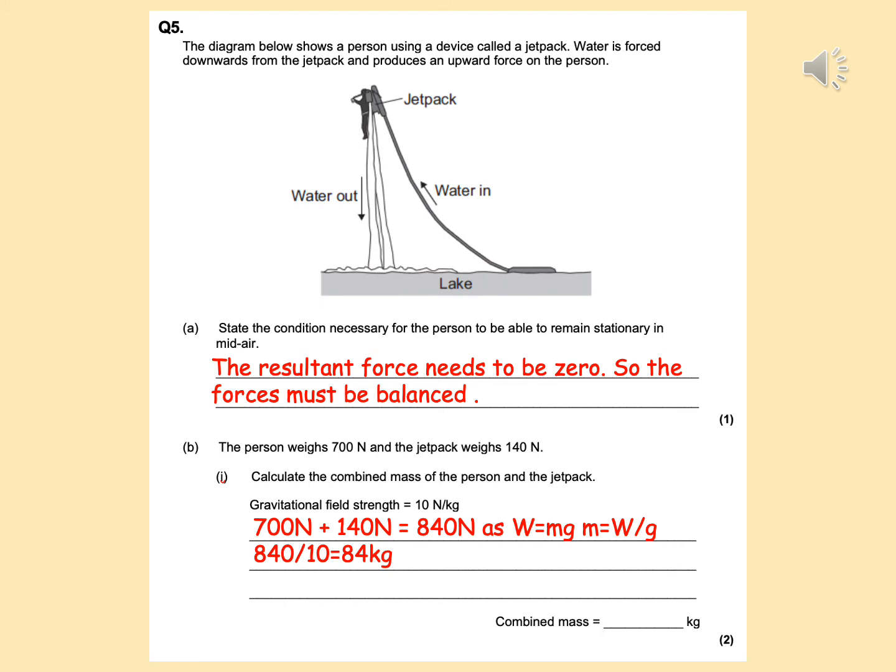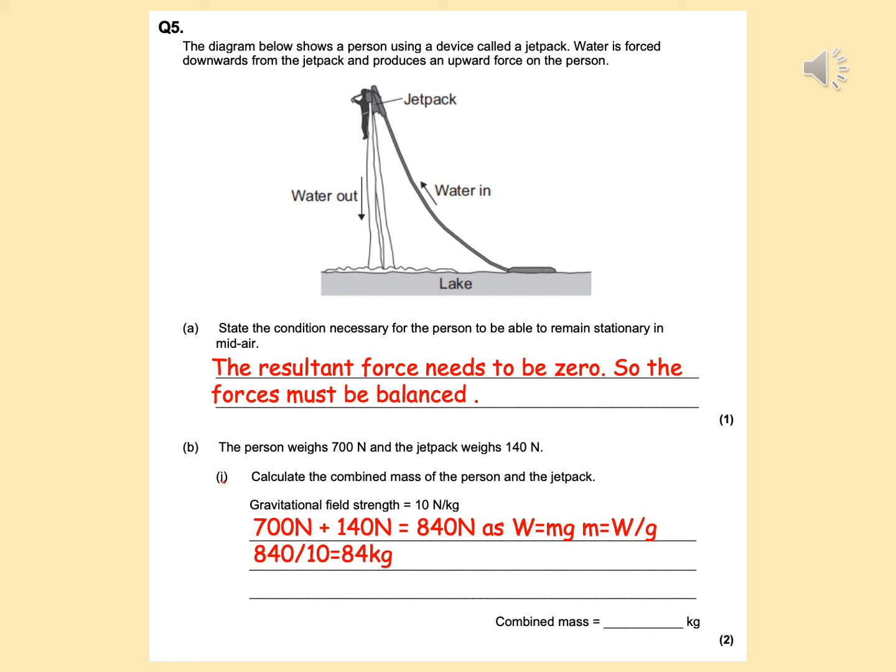Okay, final question. Now this will be done in 2 parts, so just carry on listening and carry on watching for the second part. The diagram shows a person using a device called a jetpack. Water is forced downwards from the jetpack and produces an upwards force on the person. State the condition necessary for the person to be able to remain stationary in midair.